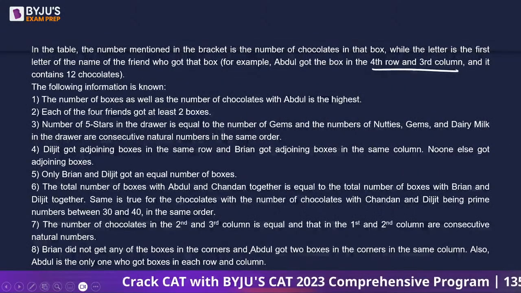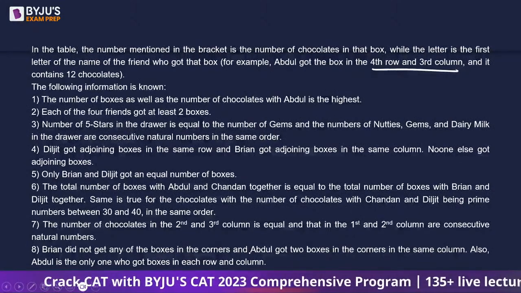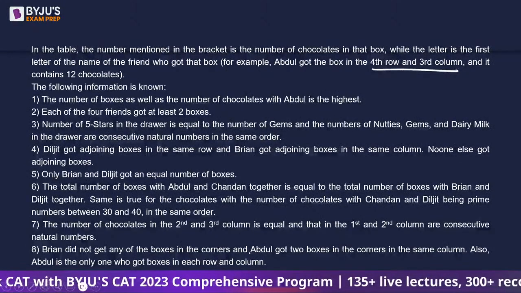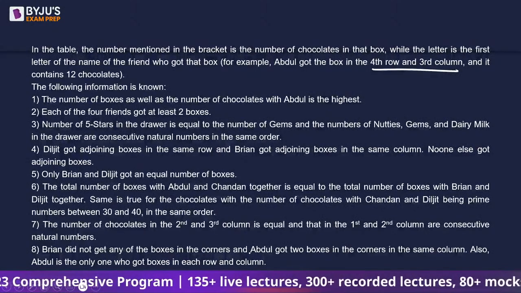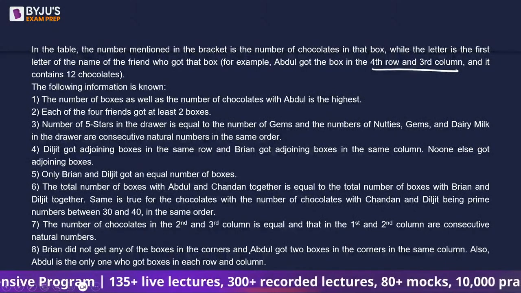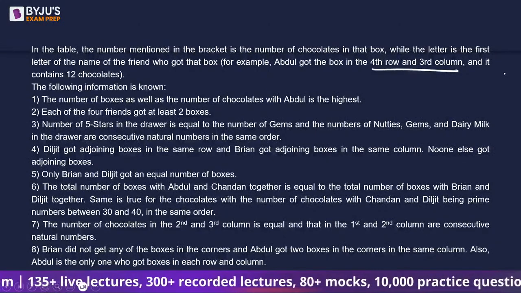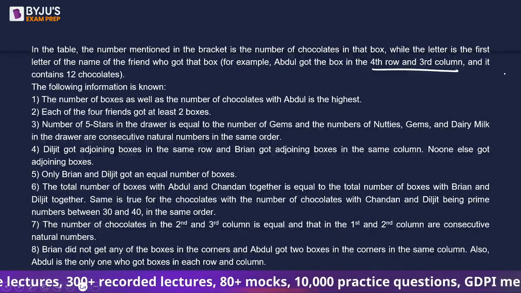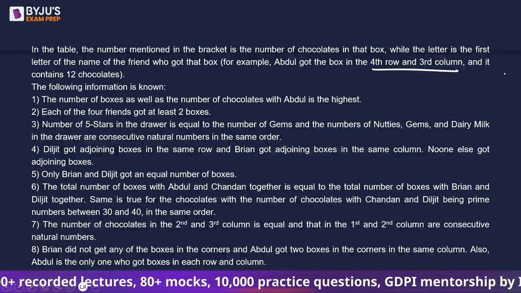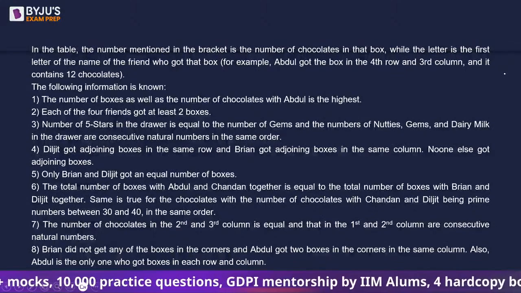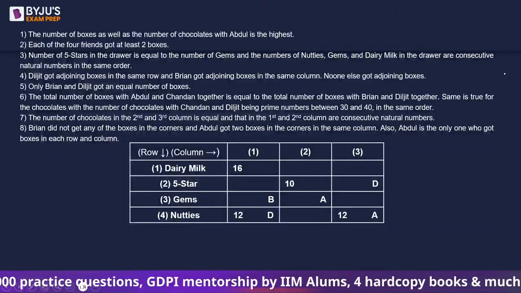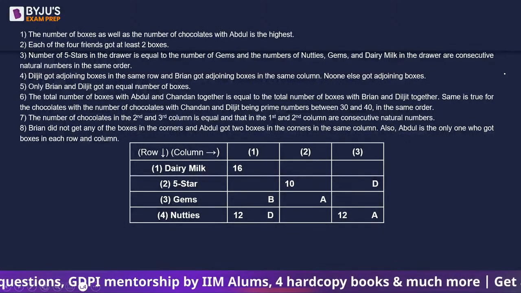The number of boxes as well as the number of chocolates with Abdul is the highest. Each of the 4 friends got at least 2 boxes. Number of 5 stars in the drawer is equal to the number of gems and so on and so forth. So this is a question which is based on grid along with numbers, right? So it's futile to read every statement. Let's do the analysis. Let's bring everything together on the same slide.